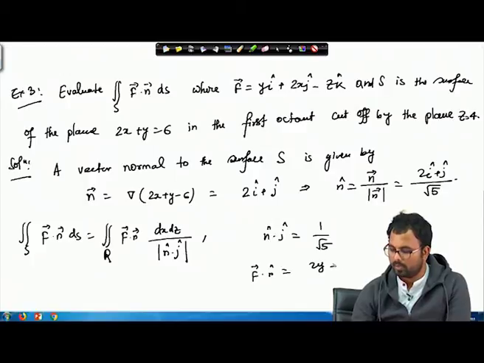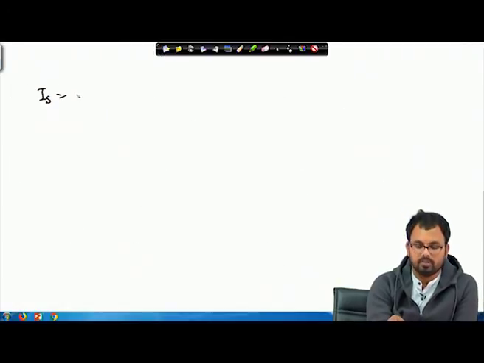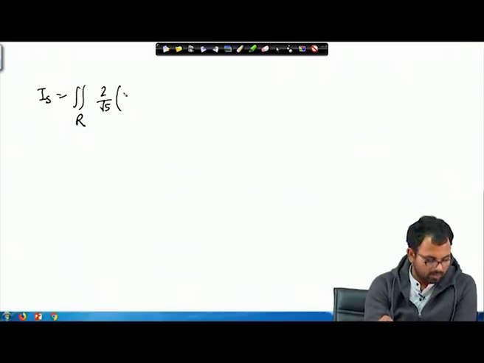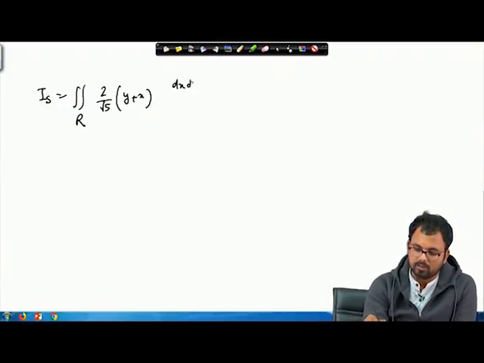And f dot n would be 2y plus 2x divided by square root of 5. The k component is 0. So, after taking the dot product, the k component will not occur here. So, that is what we will get for f dot n, and that is what we will get for n dot j. So, we substitute everything here. So, this is our surface integral over the region R, f dot n is 2 by square root of 5 times y plus x, dx dz divided by 1 by square root of 5, right.